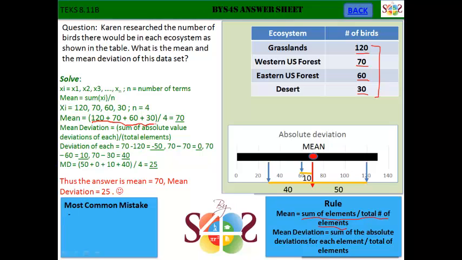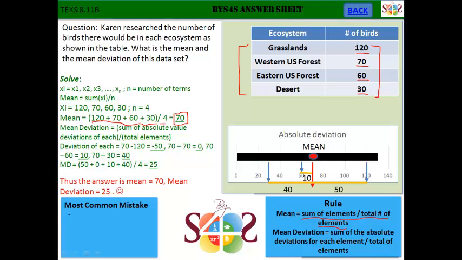and then we're going to divide that by the number of total elements, which is going to be 4, which represents the grasslands, western, eastern, and the desert. And that's going to give us a value of 70, and this is going to be the mean.